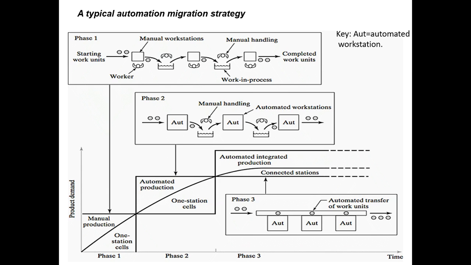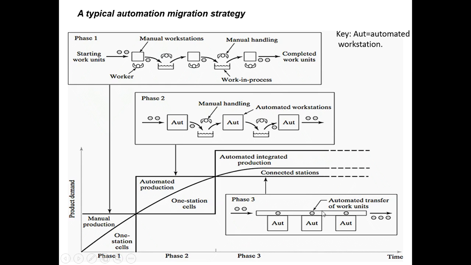Here, work units are still moved between workstations manually. Here you can see the workstation in which the material handling, or manual material handling, will be carried out for each workstation. So the next phase is using a multi-station automated system. You can see here all the workstations are automated, as well as the material transfer which takes place.